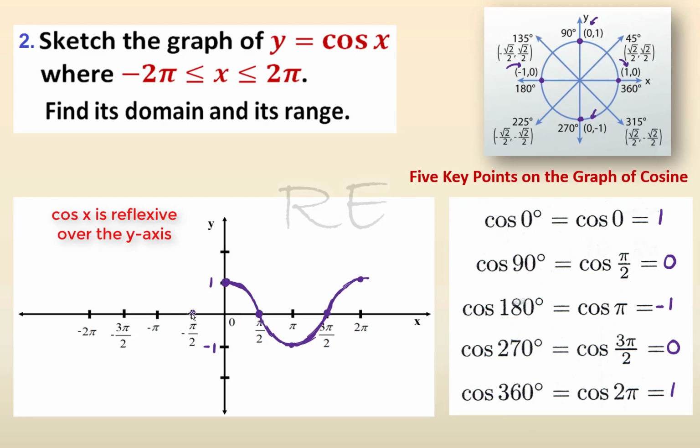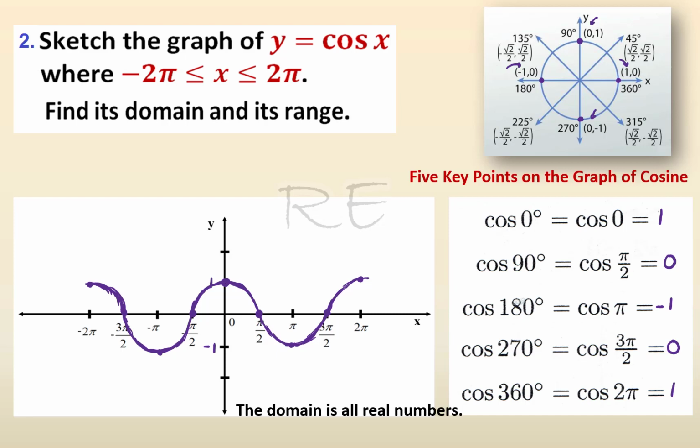Cosine of negative pi over 2 is 0. Cosine of negative pi is negative 1. Cosine of negative 3 pi over 2 is 0. And cosine of negative 2 pi is positive 1. Connect them with a smooth curve. The domain is the set of all real numbers, and the range: y is between negative 1 and 1.